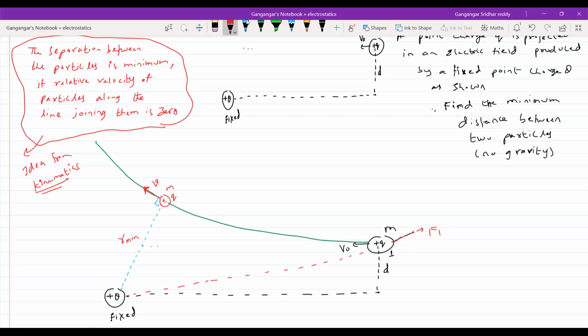Okay, fine, somehow we brought it. How to bring that R minimum? That was our question. One, we can apply conservation of mechanical energy. So from conservation of mechanical energy, initially... okay, what is the unknown thing? This R minimum. So can I apply conservation of angular momentum? About what point? About O.